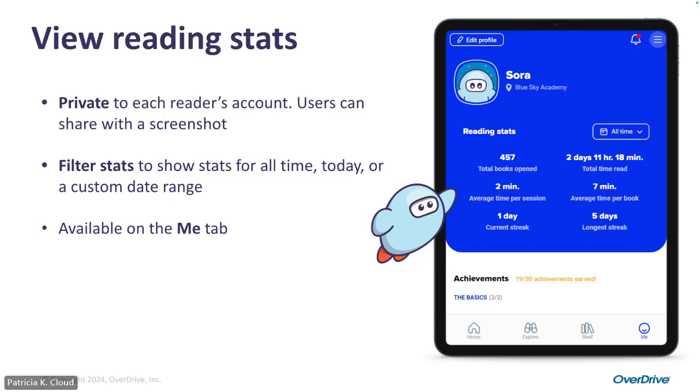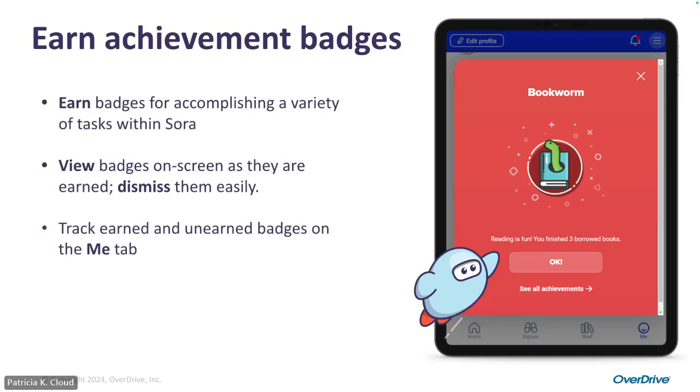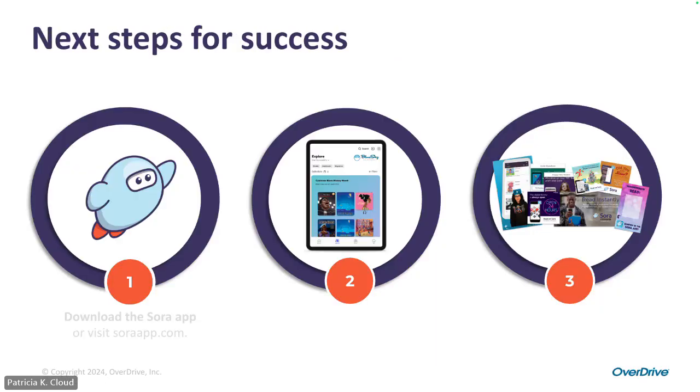The other thing they can see is the badges. So this student right here has earned 19 out of 30 available achievements. There are different achievements, like for reading a nonfiction book or from this collection. So this is really a fun place to sit with your kid and have them set a goal. And you can see the badges. We talked about that piece as well.